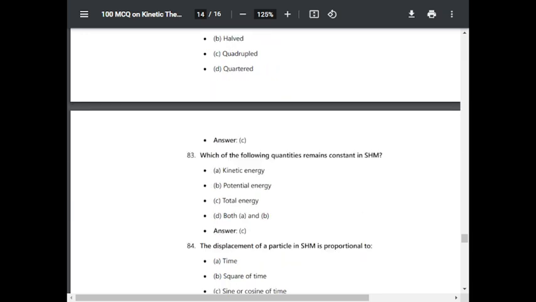Question number 83. Which of the following quantities remains constant in SHM? Option A, kinetic energy; option B, potential energy; option C, total energy; option D, both A and B. The correct answer is C, total energy. In SHM, the total energy remains constant.